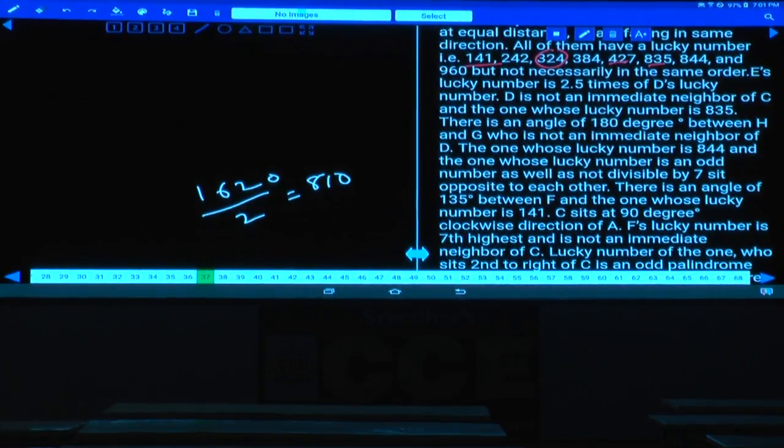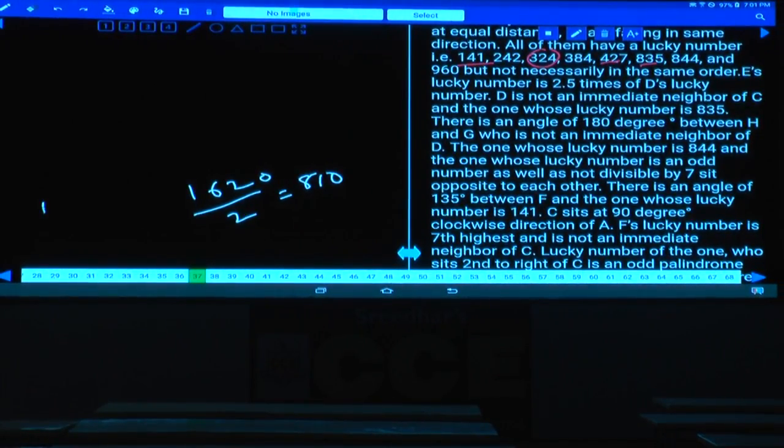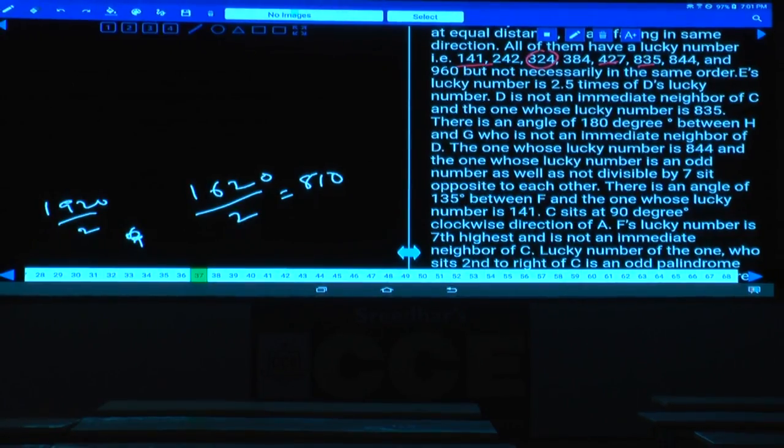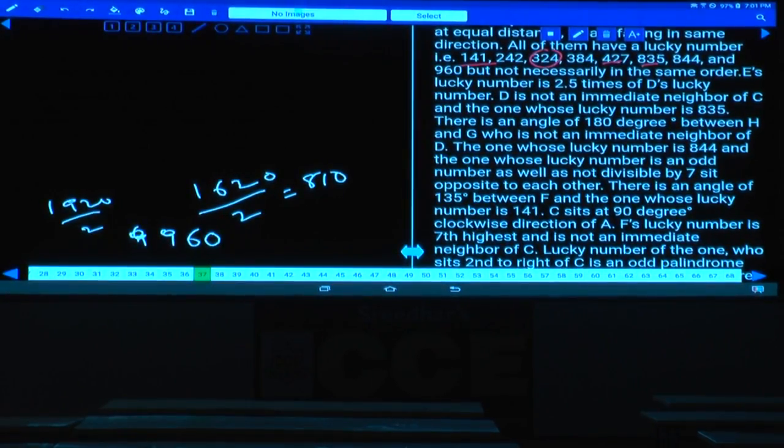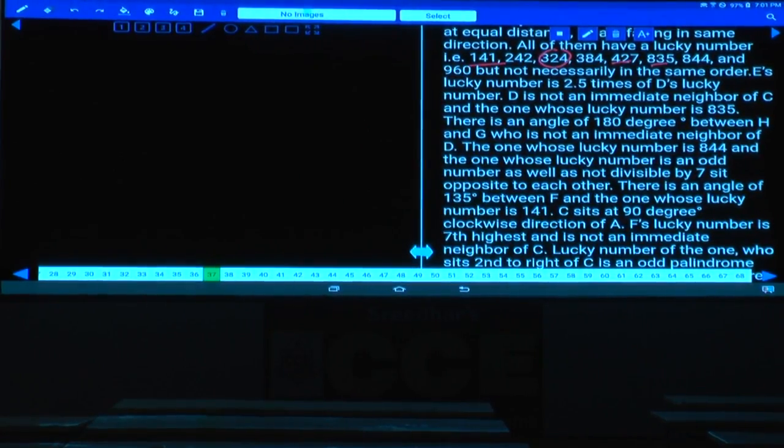Then what are the values of this one? 384, again 384 into 5. That is 1920. 1920 by 2 is how much? 2 9s 18, isn't it? And what is the other number here? 960. Now the values of these 2 numbers can be identified or not? Then tell me what are the values of these persons.